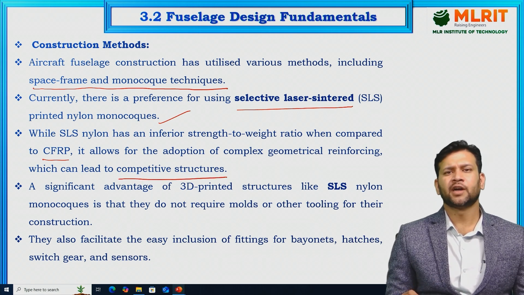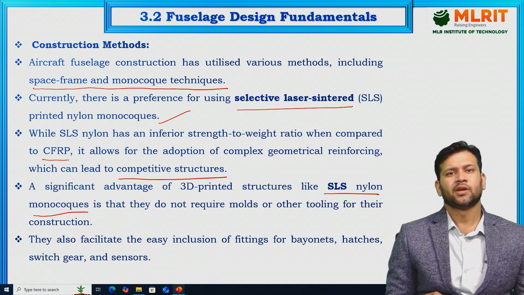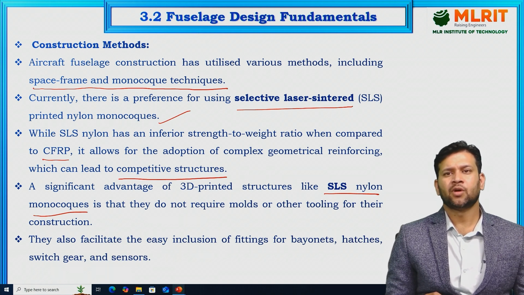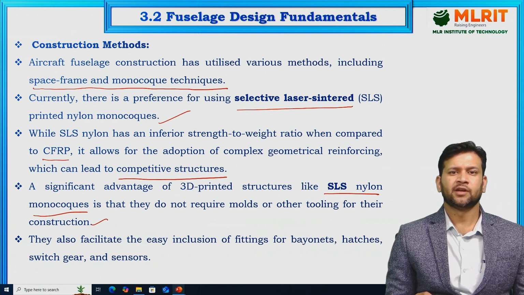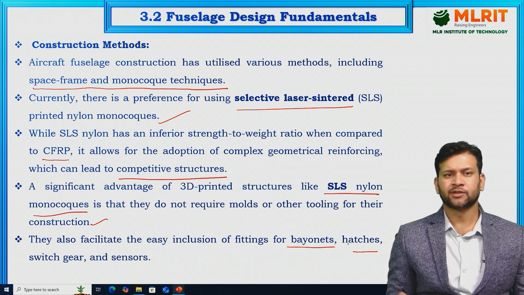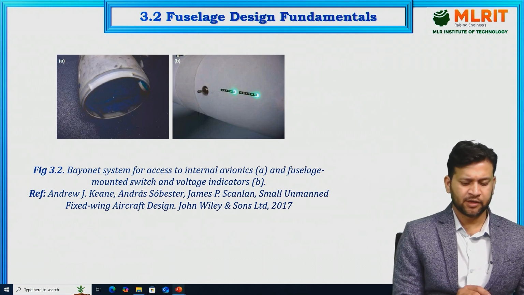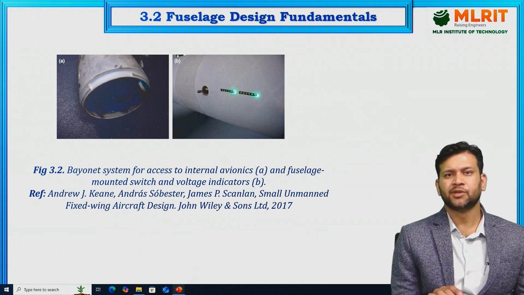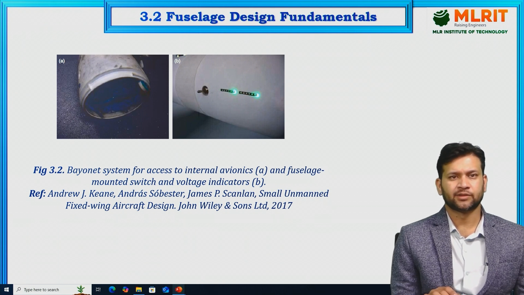A significant advantage of 3D printed structures like SLS nylon monocoques is they do not require molds or other tooling for their construction. They also facilitate the easy inculcation of fittings for bayonets, hatches, switchgear and sensors. These are the bayonet systems for access to internal avionics and fuselage mounted switch and voltage indicators.